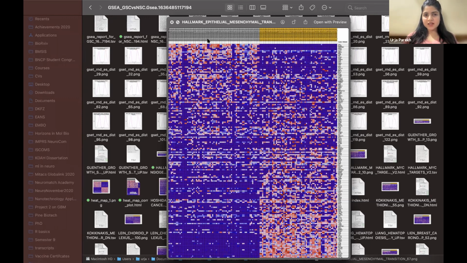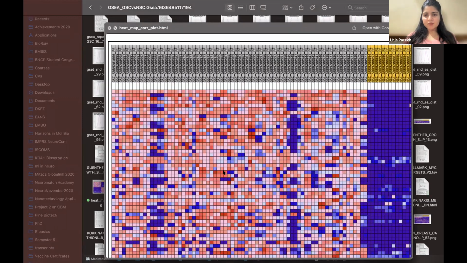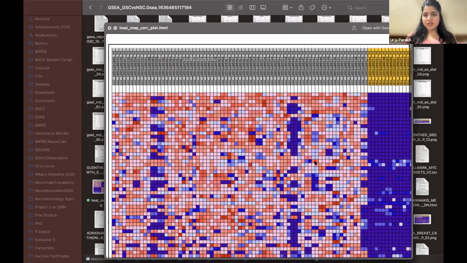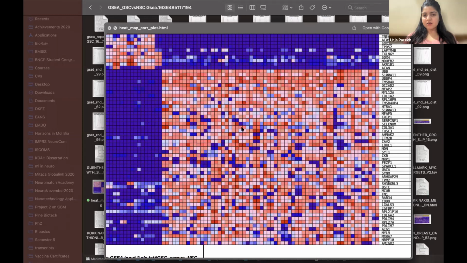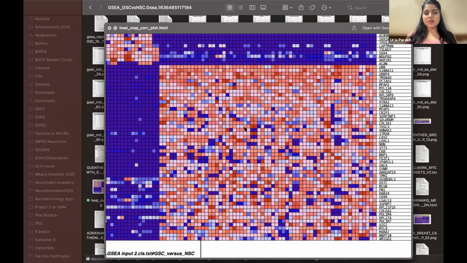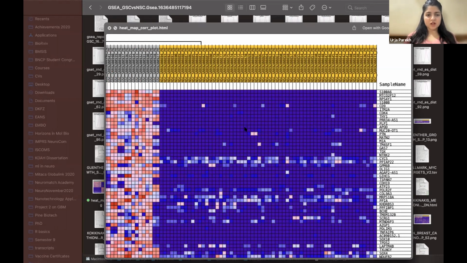On the left-hand side of this heat map, you can see that there are glioma stem cells, and on the right-hand side in yellow are the normal neural stem cells. You can see that there are certain genes that are upregulated in glioma stem cells and downregulated in normal neural stem cells. This is a more in-depth plot of several genes that are upregulated in glioma stem cells and downregulated in normal neural stem cells. And again, there are certain genes that are upregulated in normal neural stem cells but downregulated in glioma stem cells. So it shows the differences of gene expression in both these types of stem cell samples, and they differ quite a lot.